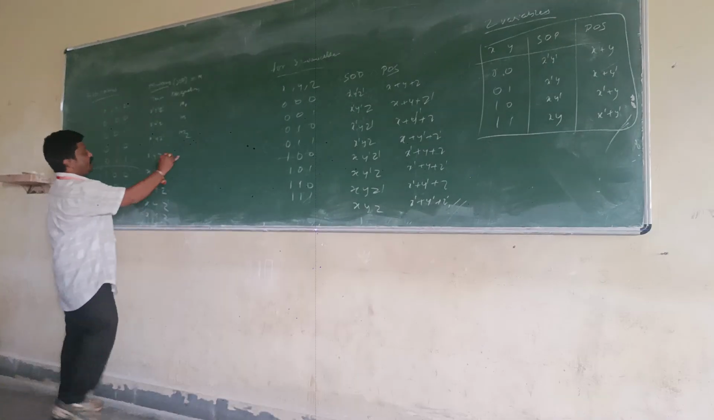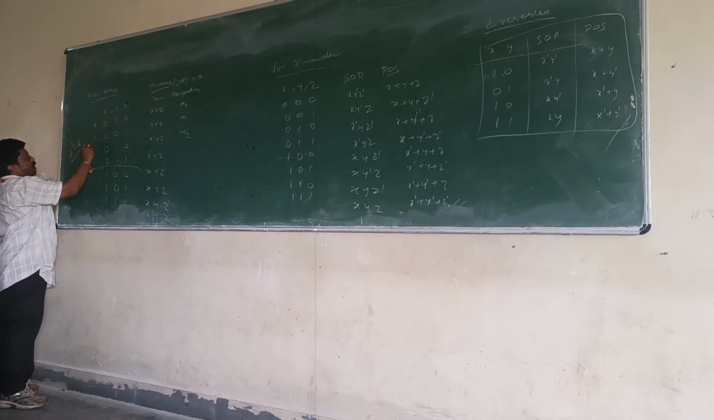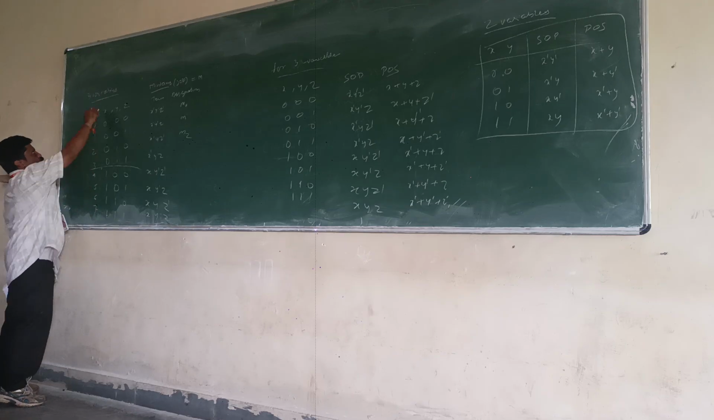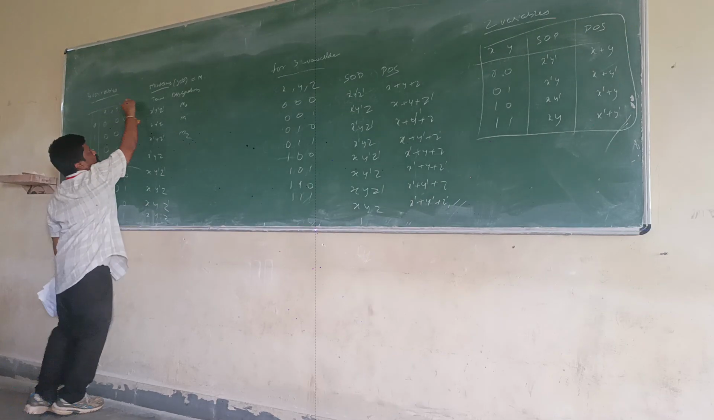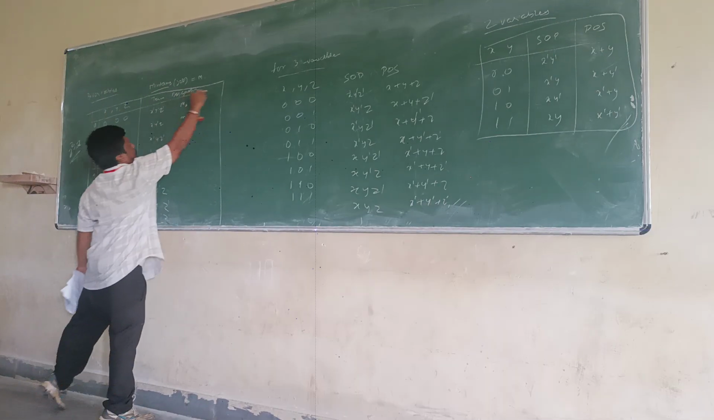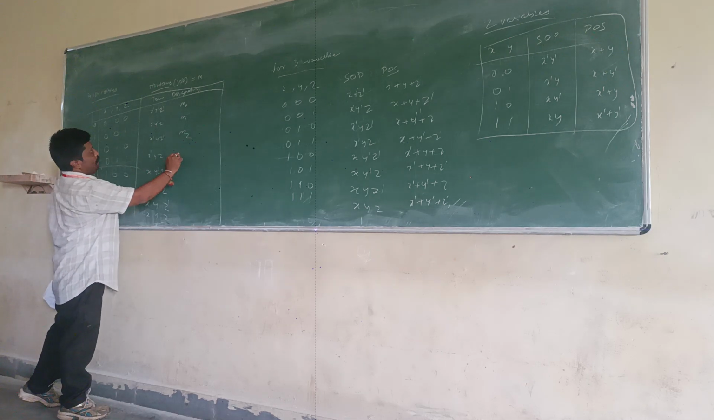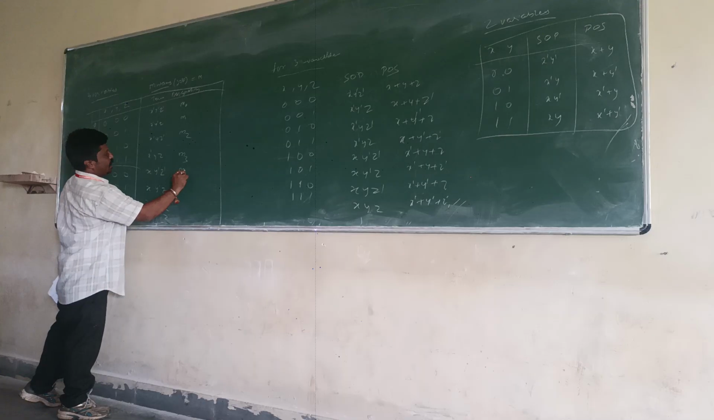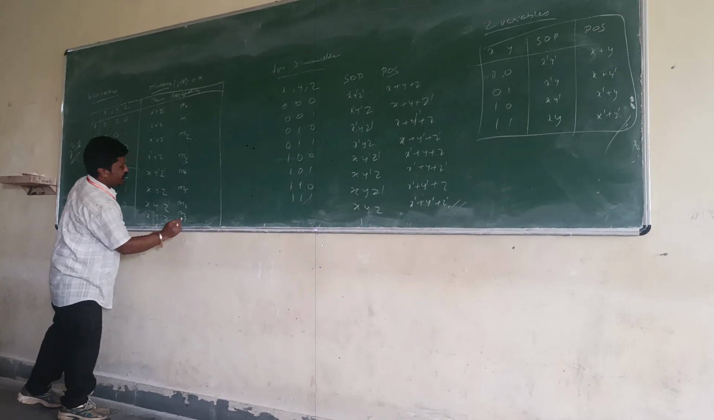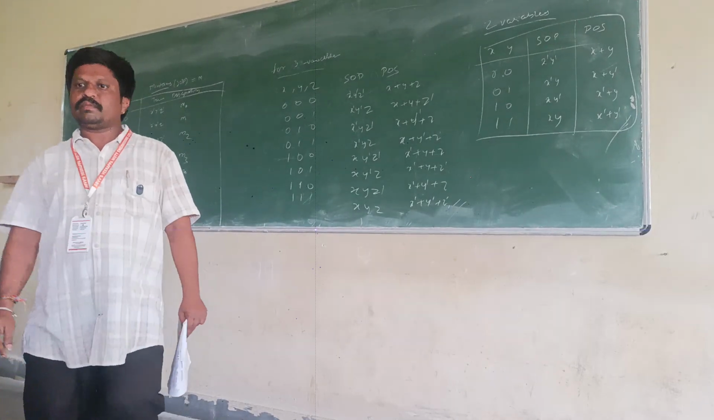Then we write the min terms, which are the decimal numbers equal to 0, 1, 2, 3, 4, 5, 6, 7. You should write this one. They are M0, M1, M2, M3, M4, M5, M6, M7. Similarly, I can also write the POS form.